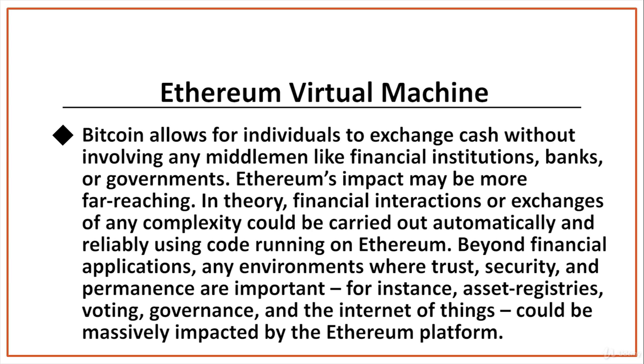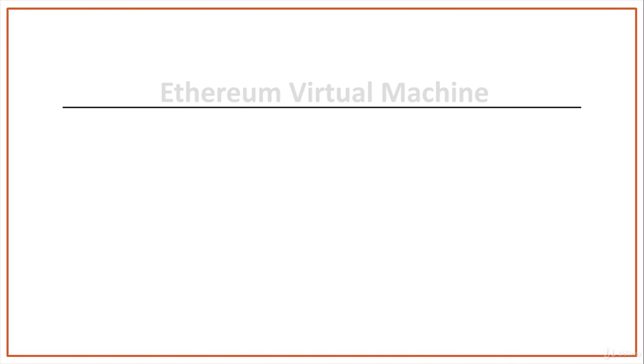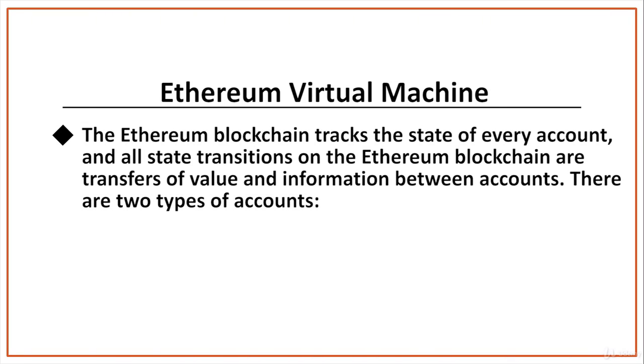So how does Ethereum work? Well, Ethereum incorporates many features and technologies that will be familiar to users of Bitcoin, while also introducing many modifications and innovations of its own. Whereas the Bitcoin blockchain was purely a list of transactions, Ethereum's basic unit is the account. So the Ethereum blockchain tracks the state of every account and all state transitions, and the transfer of value and information between accounts.